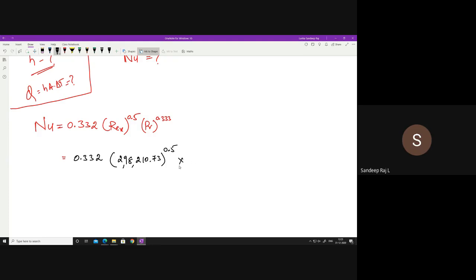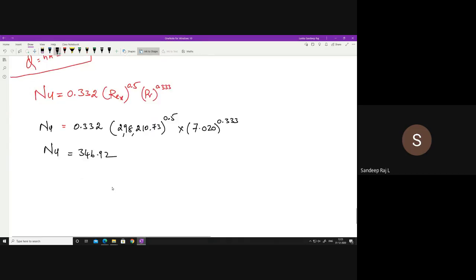And the Prandtl number value is 7.020. You know everything on the right hand side, so you will get the Nusselt number value. Tell me what is the Nusselt number value. 346.92. 346.92 is your Nusselt number value.